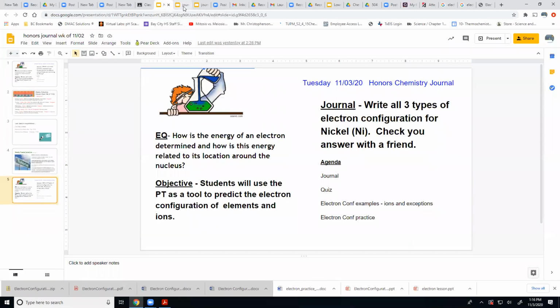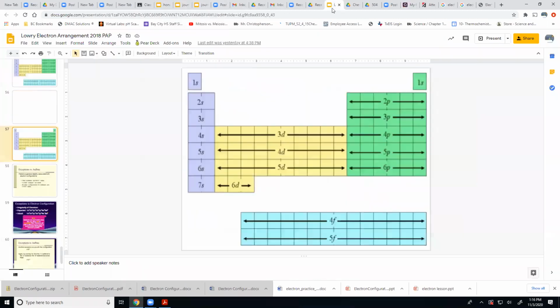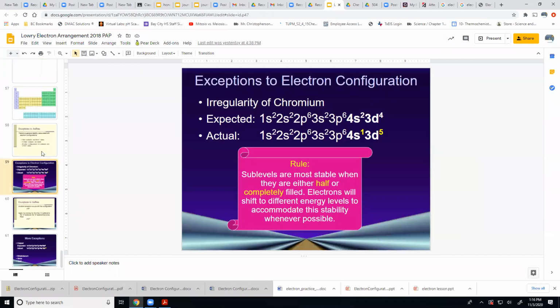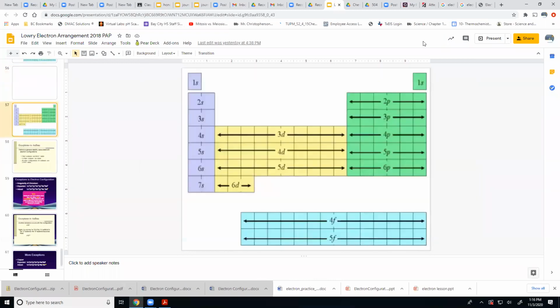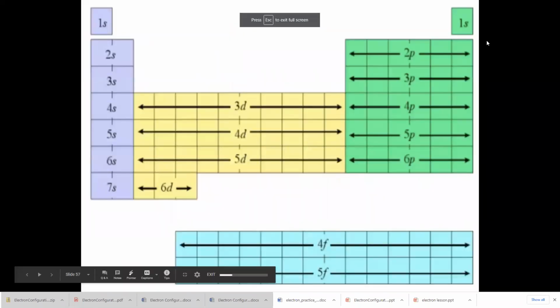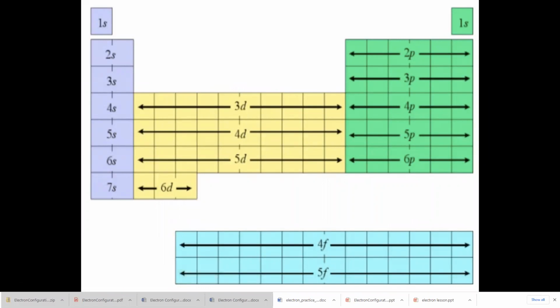All righty. We're going to go back to our notes. And first of all, I think we'll take a minute and look at one that goes into the F, because we did not do that yesterday. And then we'll look at some exceptions. And then some ions.